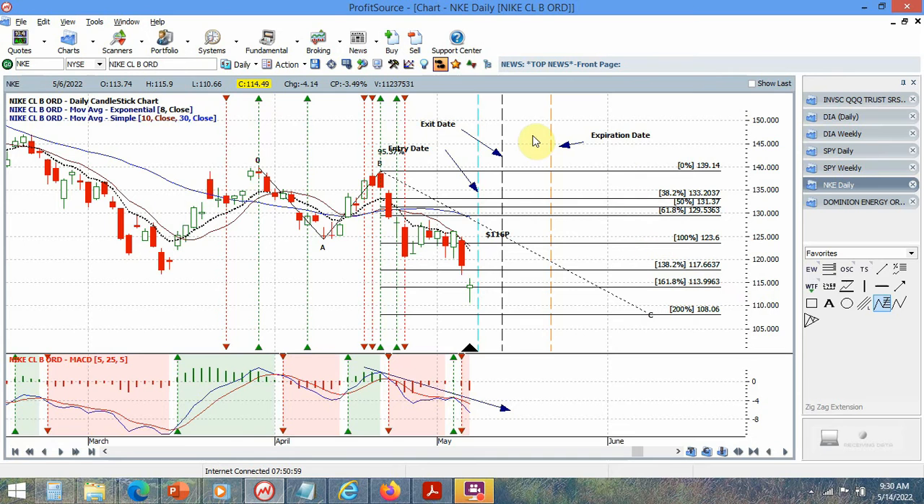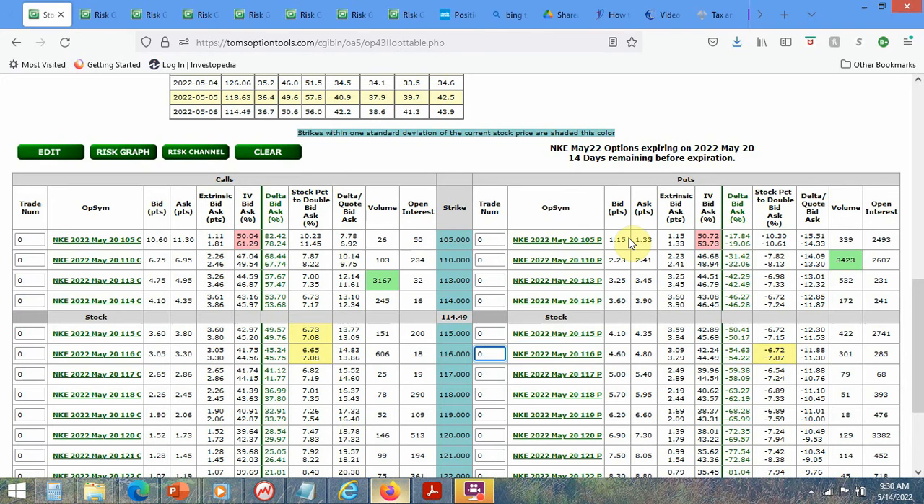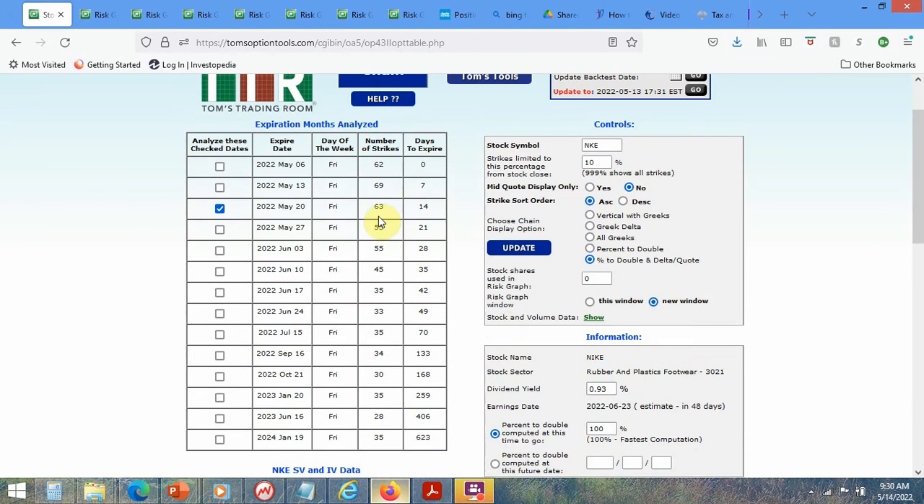So let's go and see if we can find a trade for Nike. Let's go to the option trade chain. Since we're playing a downward move, we're going to use puts on the right, calls on the left. These yellow boxes show what strike can hit its target in the shortest amount of time. And based on Friday's data, that's the 116 strike price. As far as time goes, we were looking at May 13th.